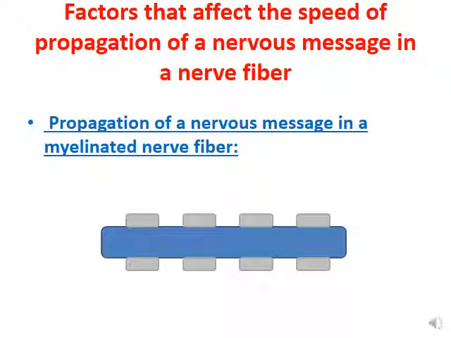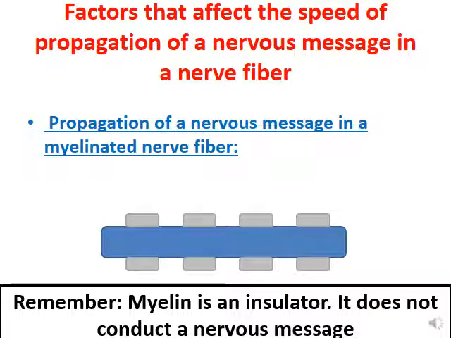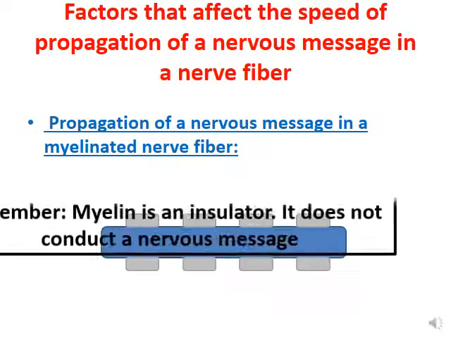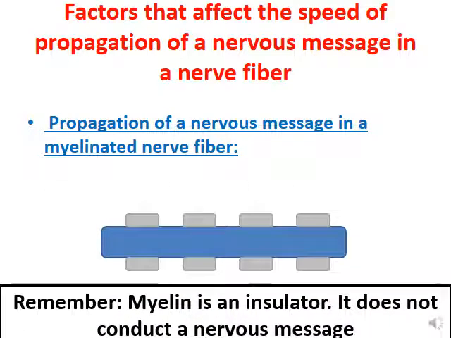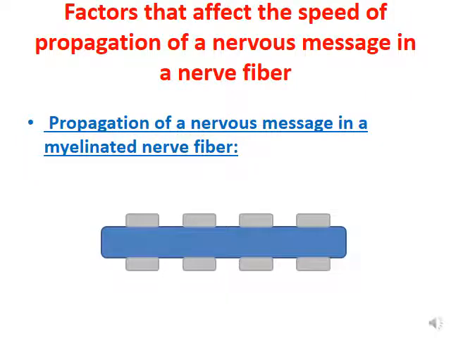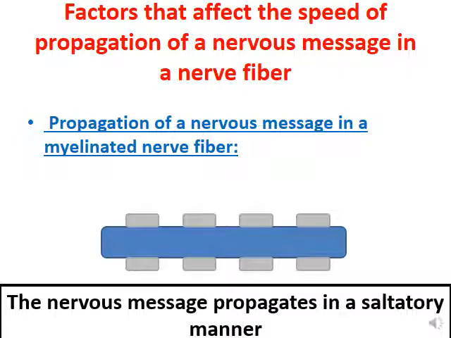In the unmyelinated fiber, the message moves straight. Why? In the case of myelin, it is going to move in a jumping manner, which is known as a saltatory manner. Myelin is an insulator; it doesn't conduct a nervous message. So it moves like this, in a saltatory movement, by jumping. The nervous message propagates in a saltatory manner.